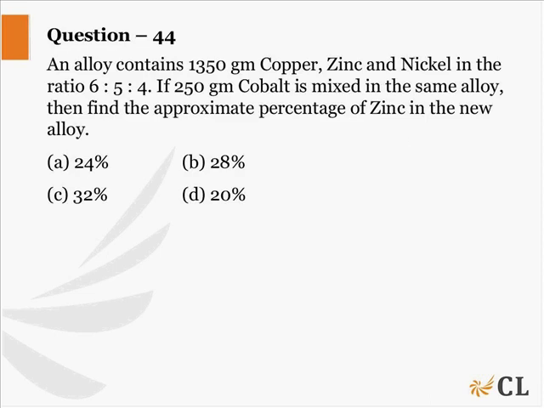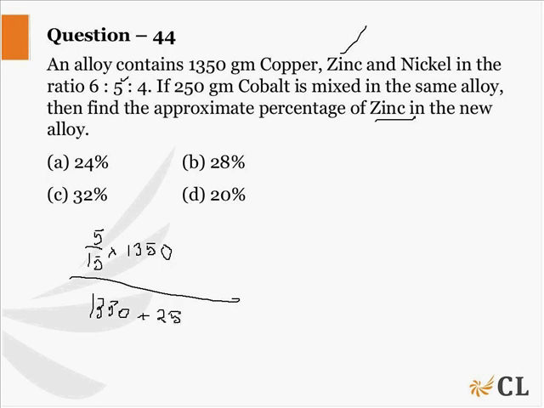The simple question is, copper, zinc and nickel are in the ratio 4 is to 5 is to 4. Cobalt is mixed, 250 grams, in the same alloy. Percentage of zinc in the new one will be what? So in the initial one, zinc is what? Zinc is the second part, which is 5. So it is 5 out of 15 into 1350. Now the quantity of zinc will not change, but the total has changed to 1350 plus 250, and in 200 will be the answer. Yeah, so that's a very easy question again.